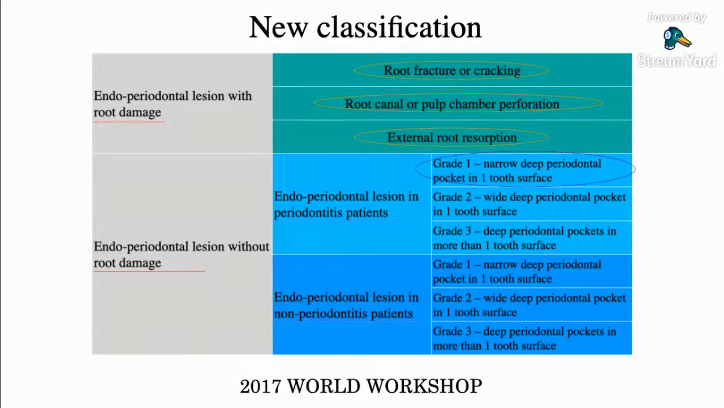And each group is divided into grades 1 to 3. Grade 1 is a narrow deep periodontal pocket in 1 surface, grade 2 is a wide deep periodontal pocket in 1 surface, and grade 3 is deep periodontal pockets in more than 2 surfaces. So maybe this is very related to how to do the periodontal surgery, I think.